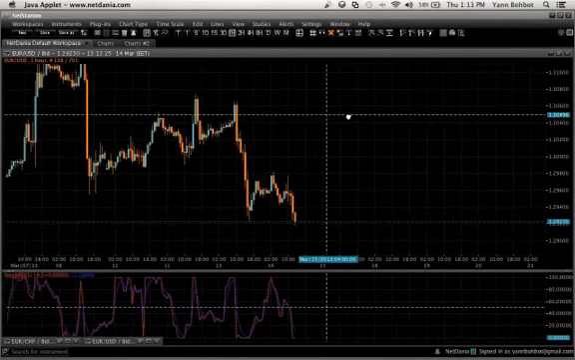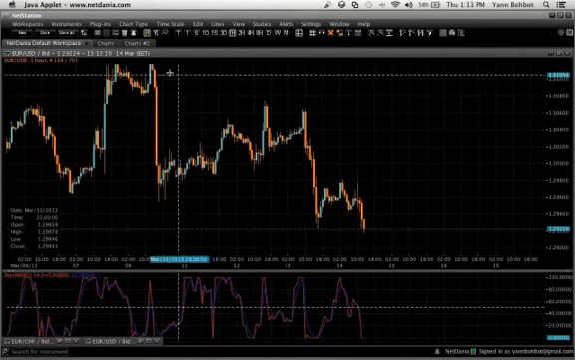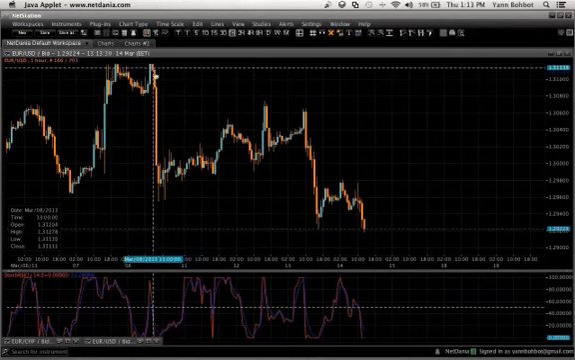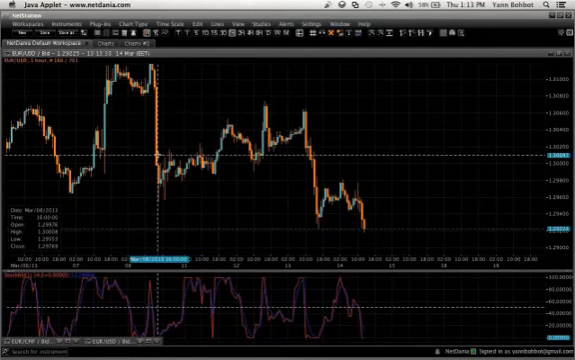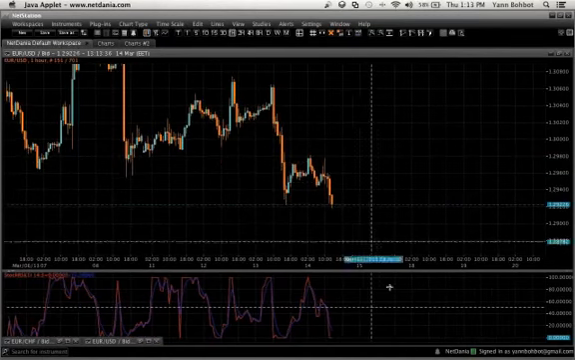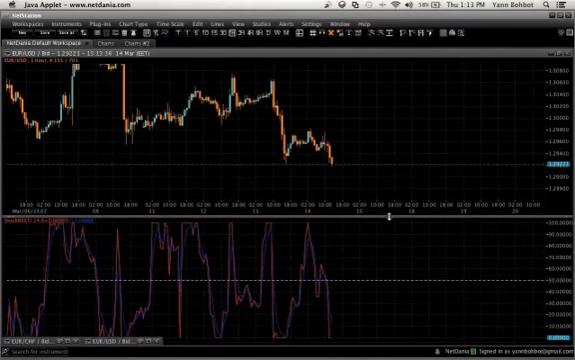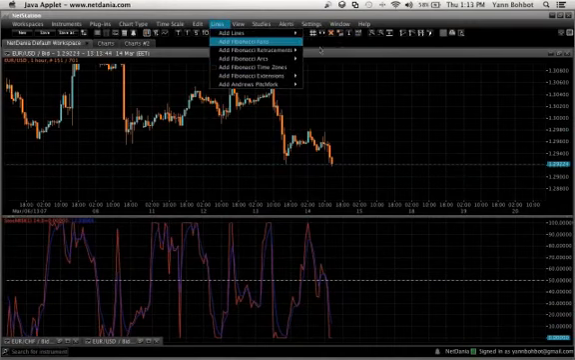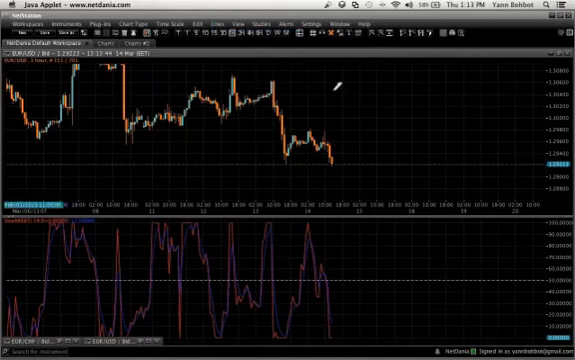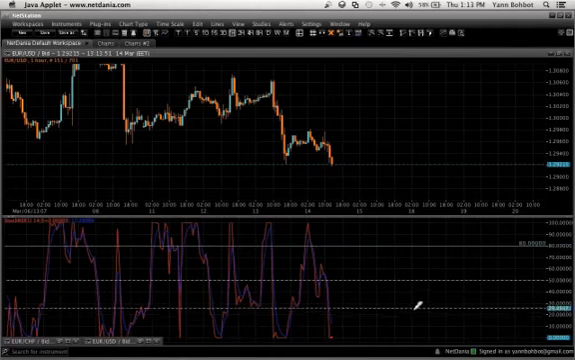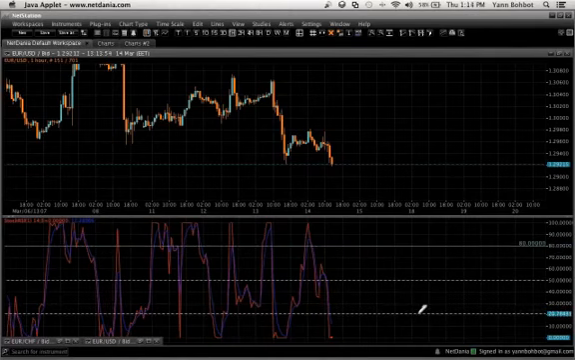Okay, so we see here that the euro US dollar made a full downward move. What you need to know for the stochastic RSI is that there are two things. We need to put two lines. Let's put a line on 80, and we need to put a line on 20.